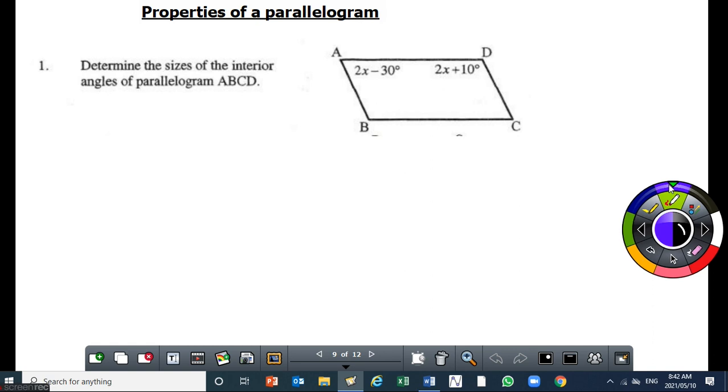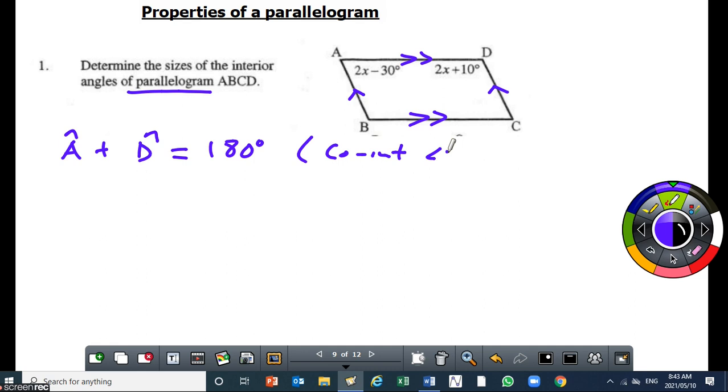Here we are supposed to determine the sizes of the interior angles of a parallelogram ABCD. Because we are given that it is a parallelogram, we can use the properties of a parallelogram. You need to be aware that AB will be parallel to CD and AD will be parallel to BC. So first thing, I'm going to say angle A plus angle D are equal to 180 degrees because they are co-interior angles. The two lines that are parallel are AB and CD, because AD is going to be a transversal.